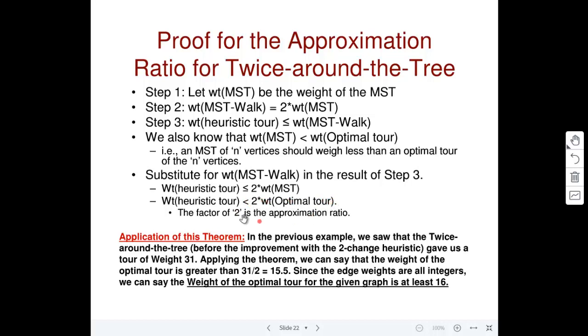Okay, so that is the definition of approximation ratio. Ratio means the weight of the tour based on the heuristic divided by the weight of the optimal tour. So that is the ratio, which is in this case 2. That's the approximation ratio. As I said, using this approximation ratio, we can find out something about the weight of the optimal tour.